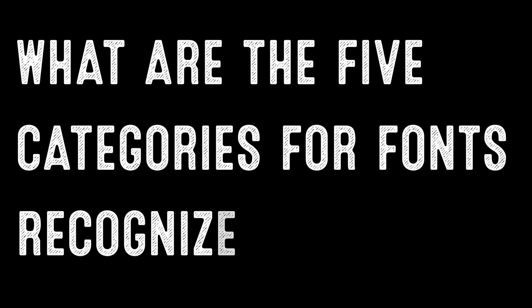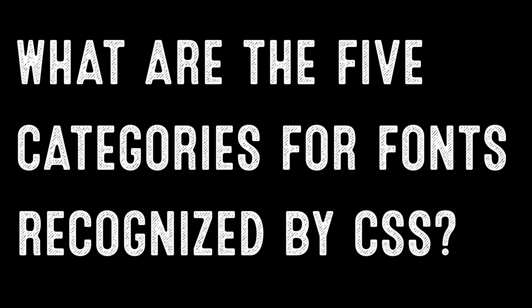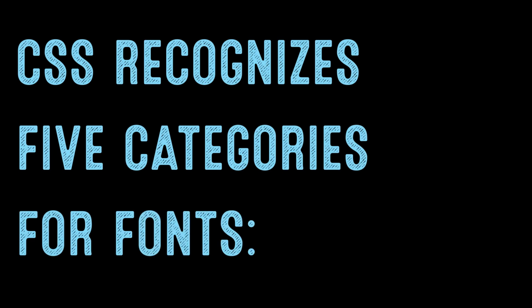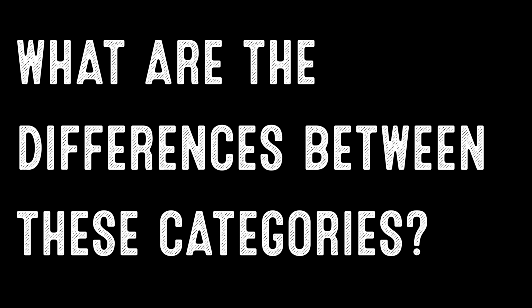What are the 5 categories for fonts recognized by CSS? CSS recognizes 5 categories for fonts: serif, sans-serif, monospace, cursive, and fantasy. What are the differences between these categories?